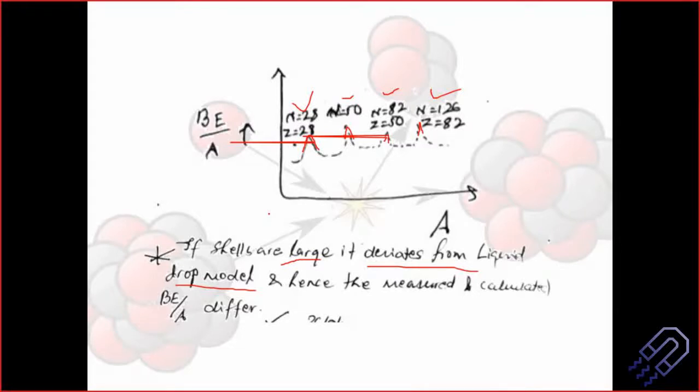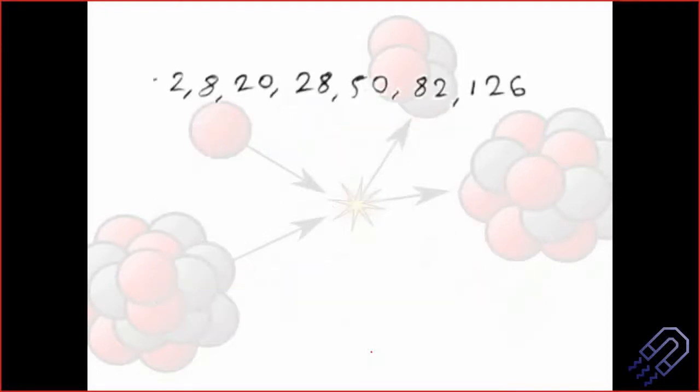And we see that the measured and the calculated values of the binding energy curve will differ, and this is what we are going to see. But the difference that we are going to see from the shell model is in terms of explaining the magic numbers, that means the peaks that happen. These values are something which we should all remember: 2, 8, 20, 28, 50, 82 and 126.